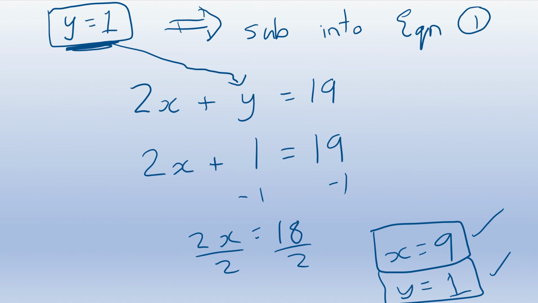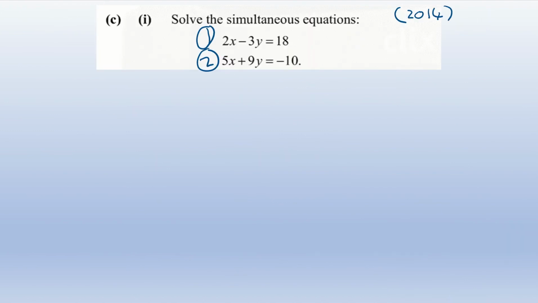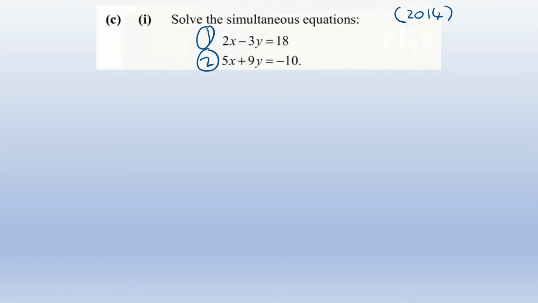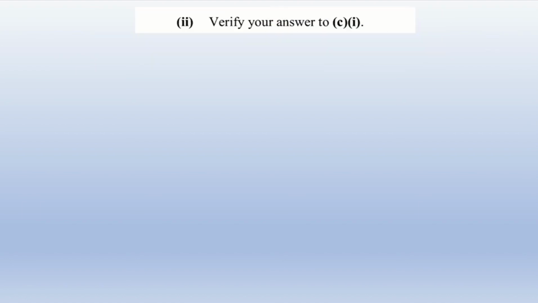Okay, that brings us on to the question that was in the thumbnail of this video. And this question came up in 2014 in the junior cert. So it was a 15-mark question altogether. There was C part I, so this one, simultaneous equations, and then a question that asked you to verify your answer to C part I. All in all, this was 15 marks altogether. So this part here was 10 marks, and this part here was 5 marks. So we'll walk through those now.